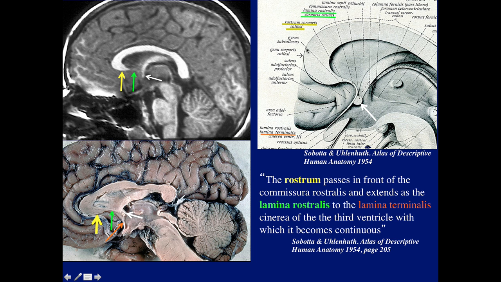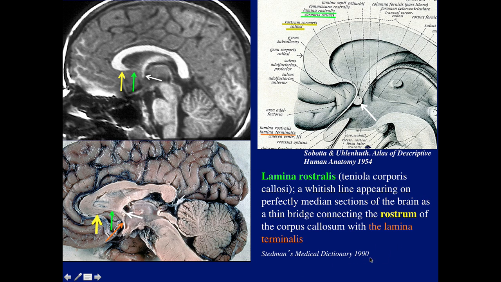Turns out when I went to the literature, this anatomy book by Sabota points out the rostrum and what he calls the lamina australis. So he says the rostrum passes in front of the anterior commissure and extends as the lamina australis to the lamina terminalis. And even Stedman's dictionary talks about the lamina australis, a whitish line appearing in the perfectly median section of the brain as a thin bridge connecting the rostrum of the corpus callosum with the lamina terminalis.